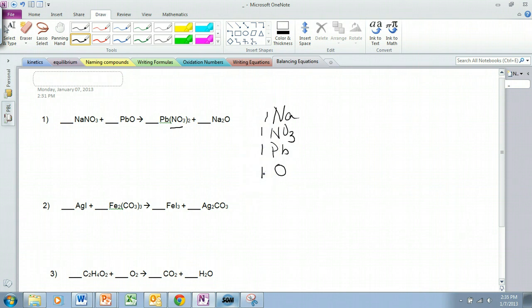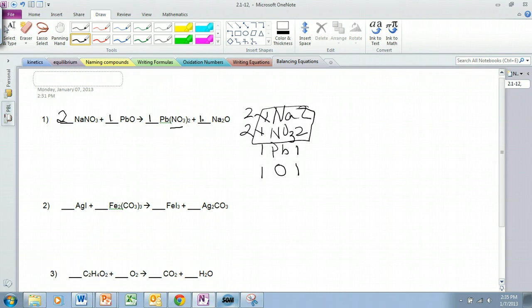On my product side, I have 2 Na's, I have 2 NO3's, I have 1 Pb, and I have 1 O. So it looks like I need to deal with sodium and nitrate, and luckily they're together over here. If I could just double how much I have of sodium and nitrate, then everything would be balanced, and I can do that by putting a 2 here. That multiplies through to both parts, so that would change this one to a 2 and this one to a 2. And then this would stay as 1, 1, and 1.